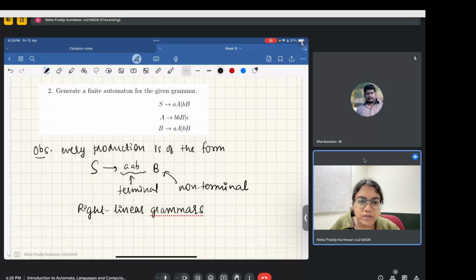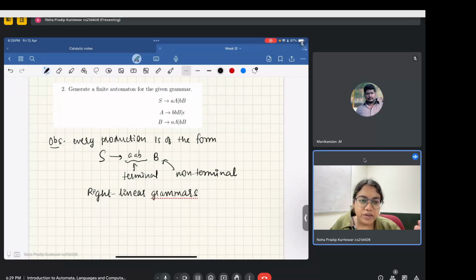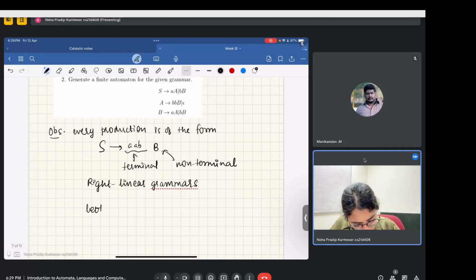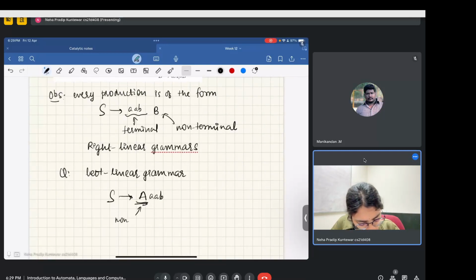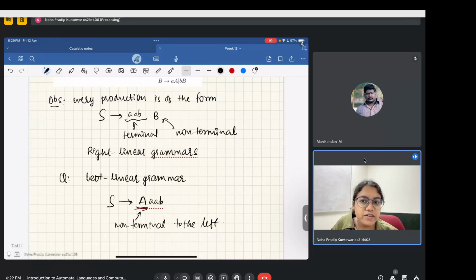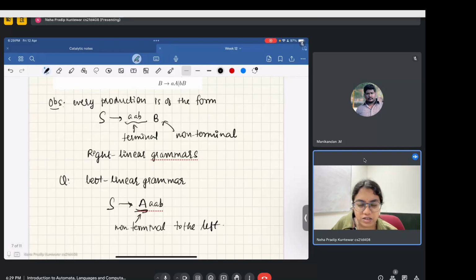Then you can always ask the question, can we have an analogous left linear grammar? Indeed there is something called a left linear grammar. What is a left linear grammar? You will have productions of the form S gives A followed by some string here. So you will always have the non-terminal to the left. Hence these are called left linear grammars, and as an exercise you can try to show that every right linear grammar can be converted into left linear and vice versa. This can be shown, but that is not the point of this exercise.